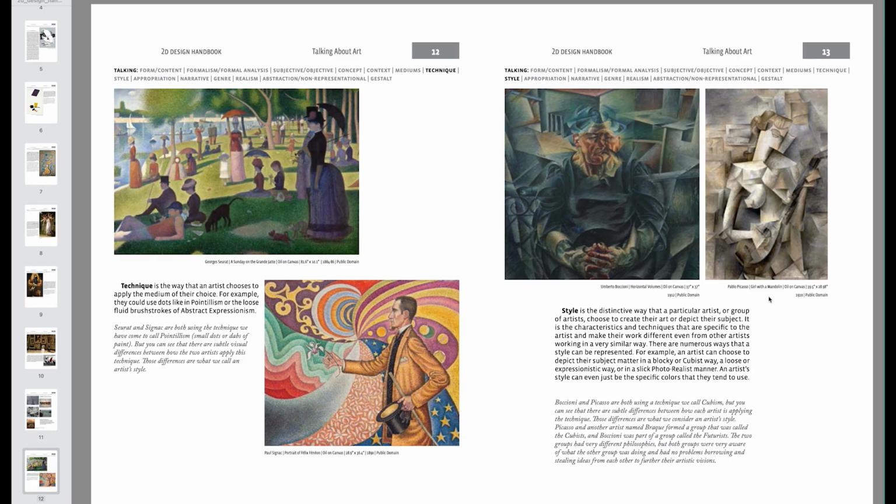Actually, the painting on the right by Pablo Picasso, Girl with a Mandolin, is a Cubist work, and Umberto Boccioni's work is on the left. That is a Futurist work. A little bit different, but they share a lot of stylistic similarities.